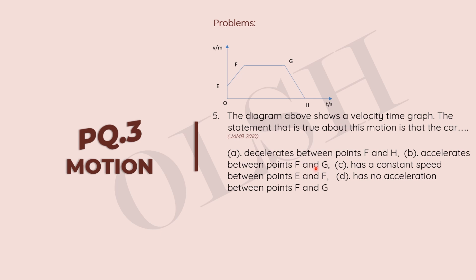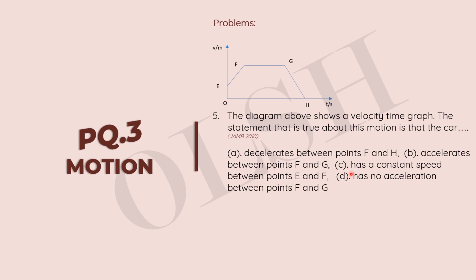So B is wrong. C has a constant speed between E and F. This is E and F. Speed can't be constant here because, of course, velocity is changing with respect to time. You can see between E and F there's change in velocity, so you can't have constant speed there.